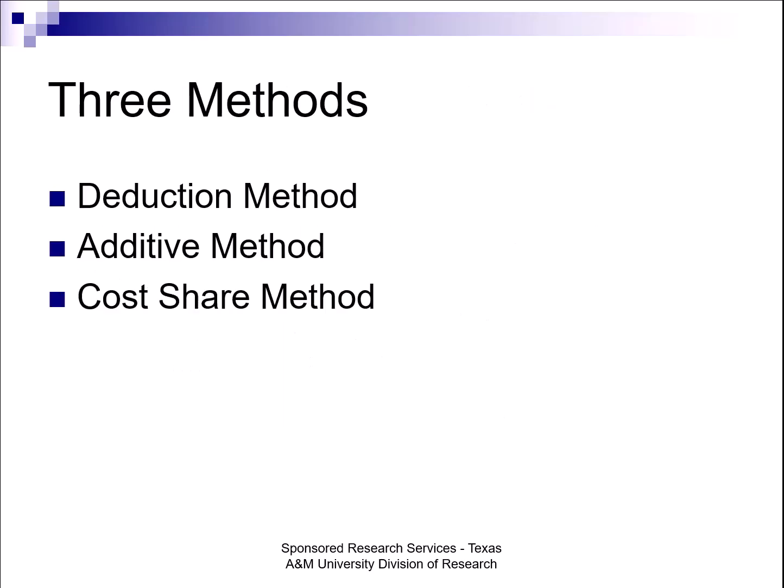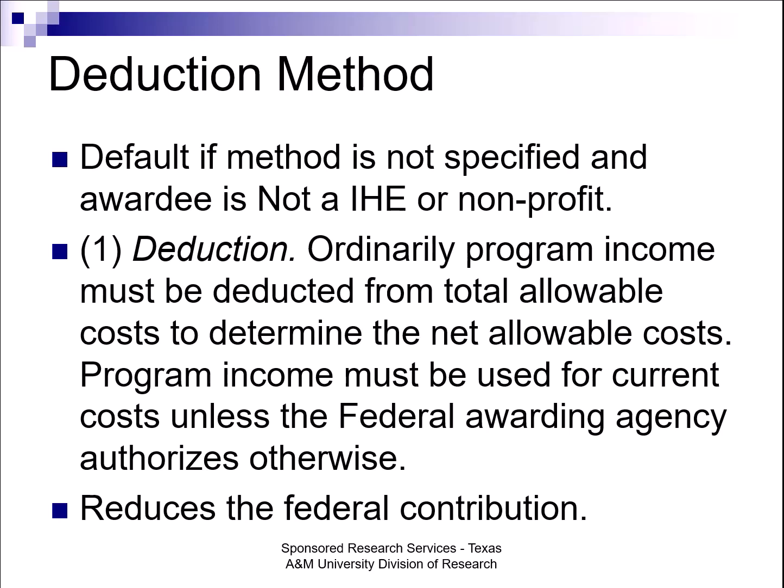We'll look at the three methods or options for calculating program income: the deduction method, the additive method, and the cost share method. The deduction method. This method is a default method if it's not specified in the award document and the awardee is not an institute of higher education or nonprofit.